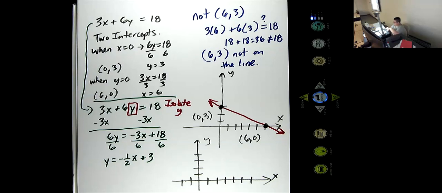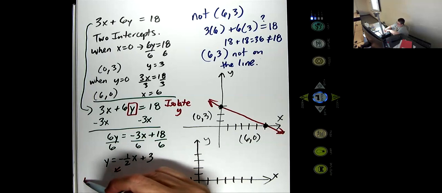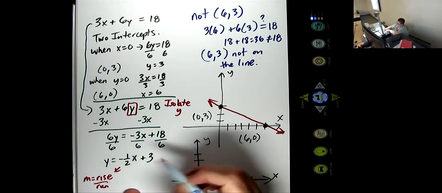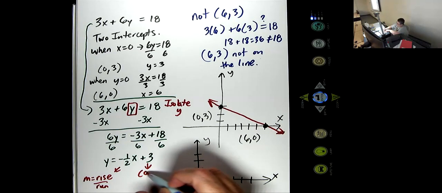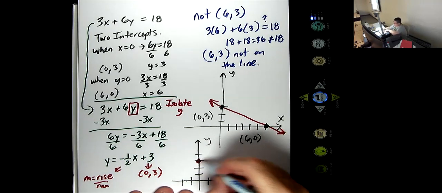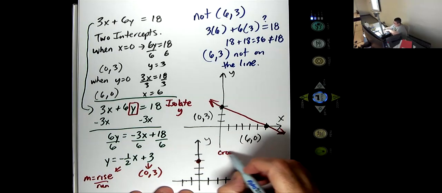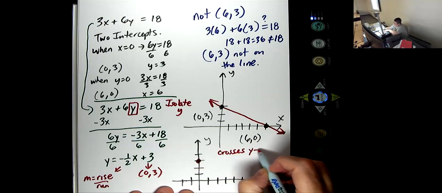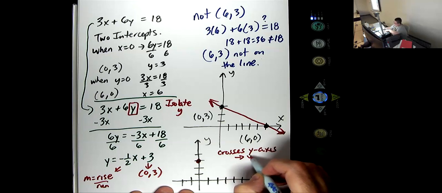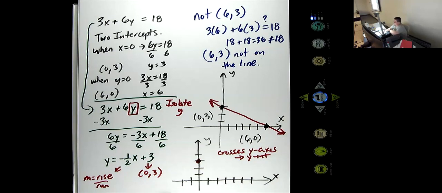So this here is my m. That's my rise over my run. And this, if I put it after 0, gives me a coordinate. It's the y-intercept. 0, 3 is where it crosses the y-axis. And which crossing it means we're intercepting it. So we call it the y-intercept.